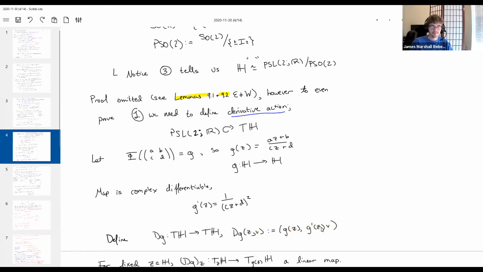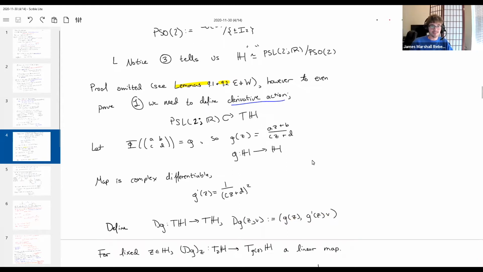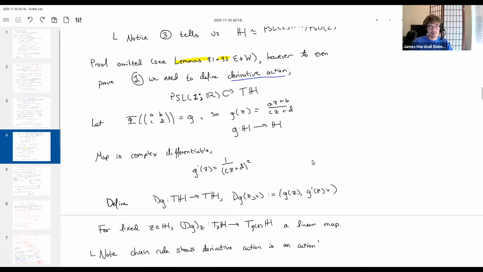So I guess a fun fact at this point, for fixed z, this gives a linear map. And then notice that the chain rule actually shows you that this derivative action is an honest action, because for it to be an action you need to show this compatibility feature. And that's exactly what the chain rule says.